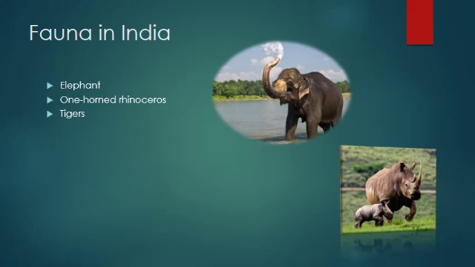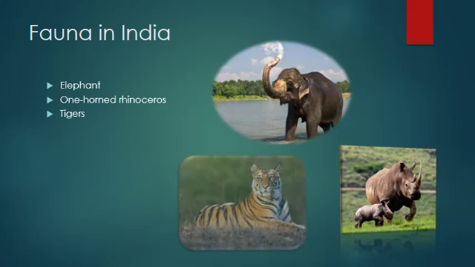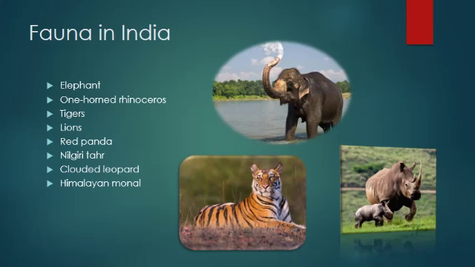Tigers. Tigers are found in the forests of Madhya Pradesh, West Bengal and the Himalayan region. At present, there are about 50 tiger reserves in our country. Lions. The natural habitat of the Indian lion is the Gir forest in Gujarat. Some other animals and birds also include red panda, Nilgiri tahr, clouded leopard, Himalayan monarch, Nicobar pigeon, Great Indian hornbill, Sarus crane and many more.